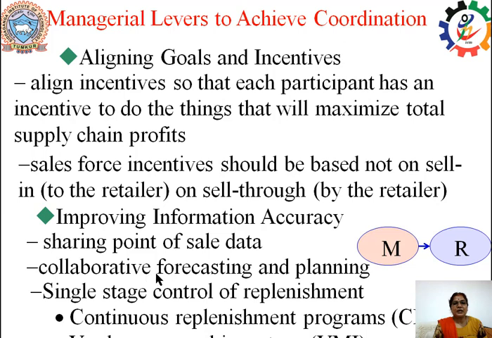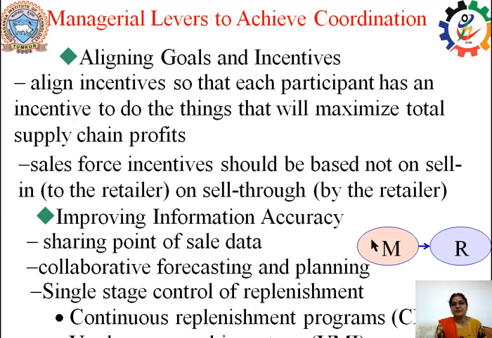Go for collaborative forecasting and planning. Whenever you forecast or plan something, all of you sit together and jointly do it, so that the skill levels of all the people will be pooled at one place and used for some value addition task. Replenishment control, let it not be with each person, let it be with a single stage.